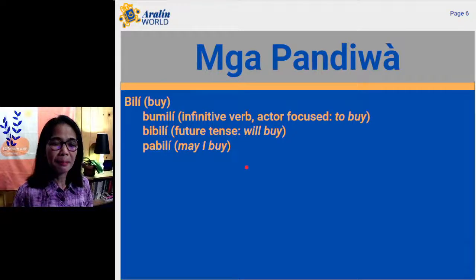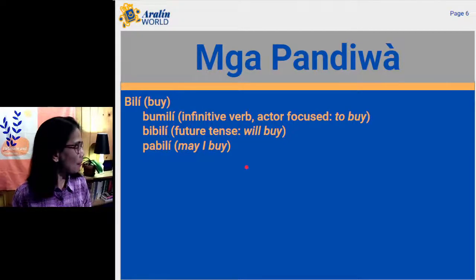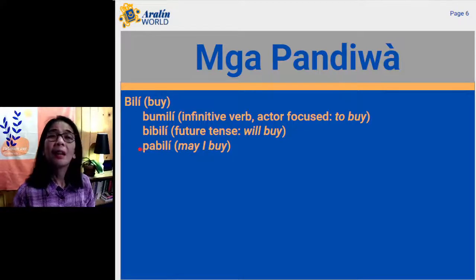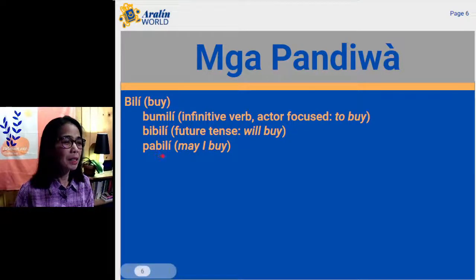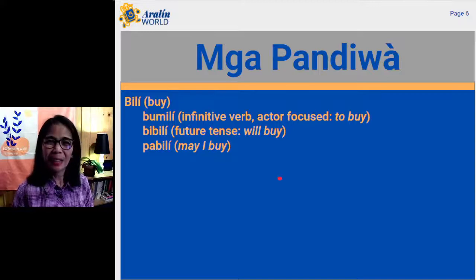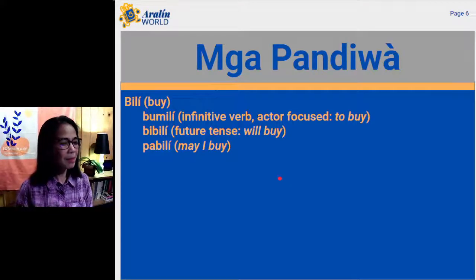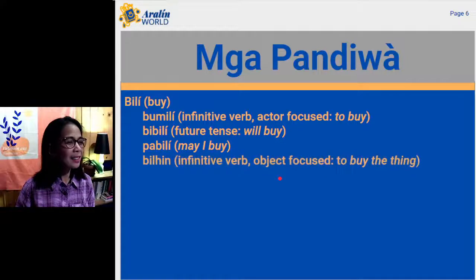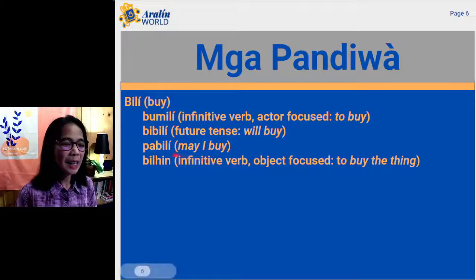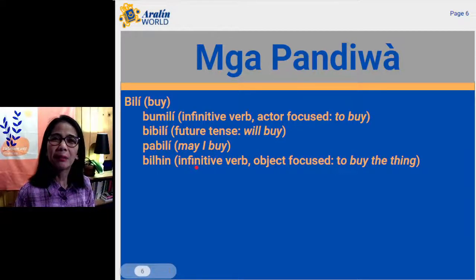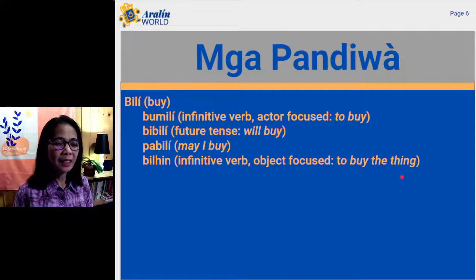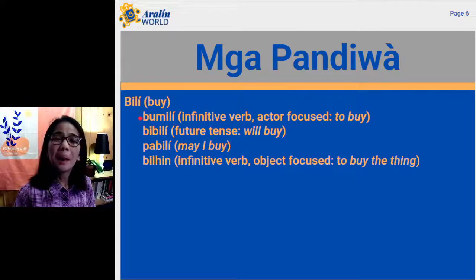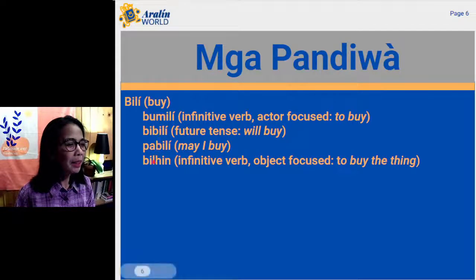Okay? And another word, we have pabili. Pabili means may I buy. With the prefix pa, it means may I buy, or may I, when you hear pa sometimes. Okay. Next, another word, bilhin. Bilhin is another infinitive verb and it's an object focused. It means to buy a thing. Yes, object focused. So the other one is bumili, part of group. The other one is bilhin, part of group of verb.